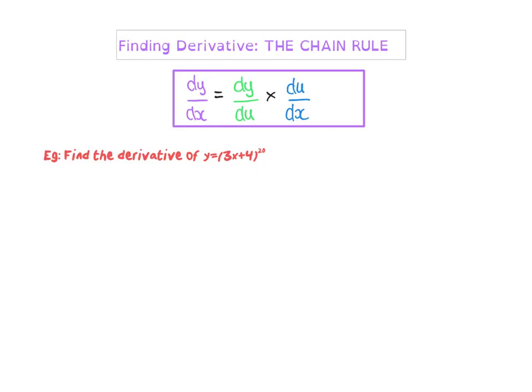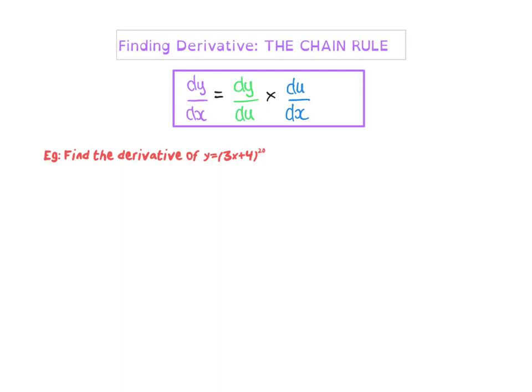Okay, today we're going to look at still finding the derivative, so still the rule for the gradient of functions, but we're going to use this thing called the chain rule. If you have a look at our example here, it says find the derivative of y equals (3x plus 4) to the power of 20. Now, there's no way we know how to expand that out. That would take forever.